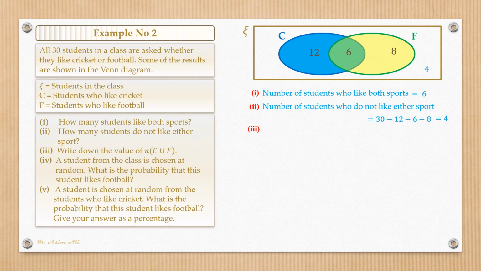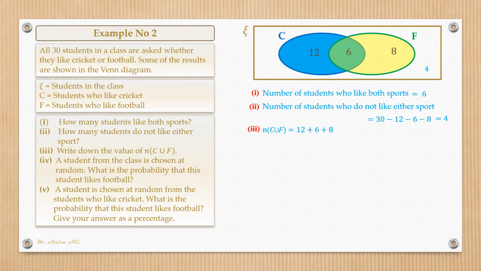Third part, write down the value of n(C union F). This n means number of elements, right? And C union F means the union of the sets C and F. That means sets C and F combined. So we have to find the total number of elements in sets C and F combined. What is the total number of students who either like cricket or football? That is the number of elements in C union F.